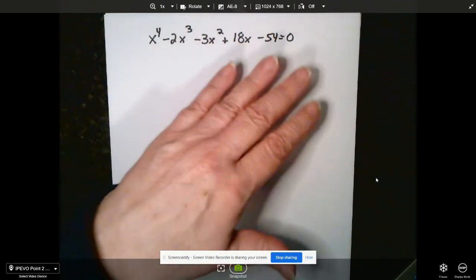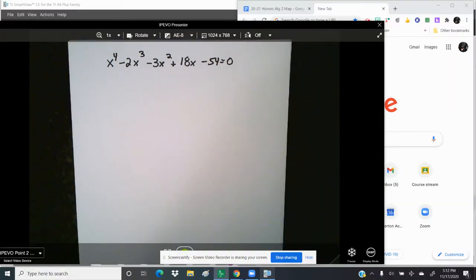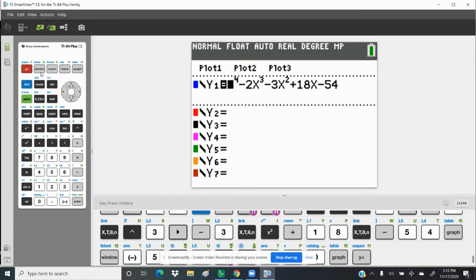So as soon as you decide you can't factor it, what you're going to want to do is go to your calculator and put it into your calculator. So I've already gone here into my Y editor. I've put the equation in. Always a good idea to check to make sure you put it in correctly, because if you make a mistake here, everything else will be wrong. And then you're going to graph it.